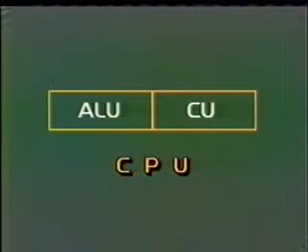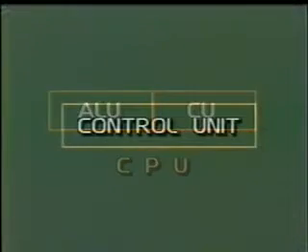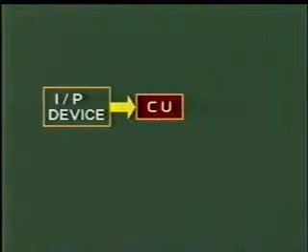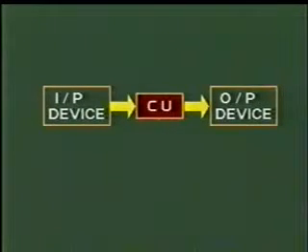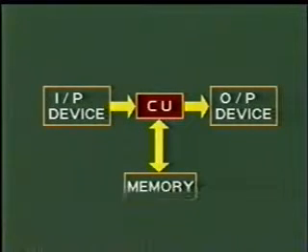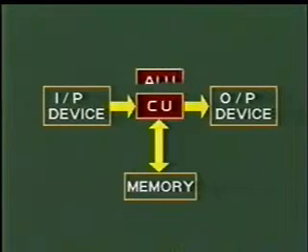Let us come to the second part of the CPU, that is, control unit. Control unit is linked with input device, output device, memory, and ALU, and controls all the internal operations.